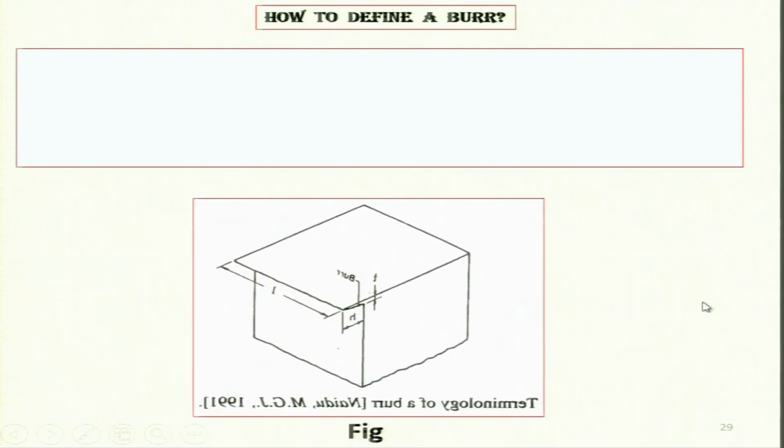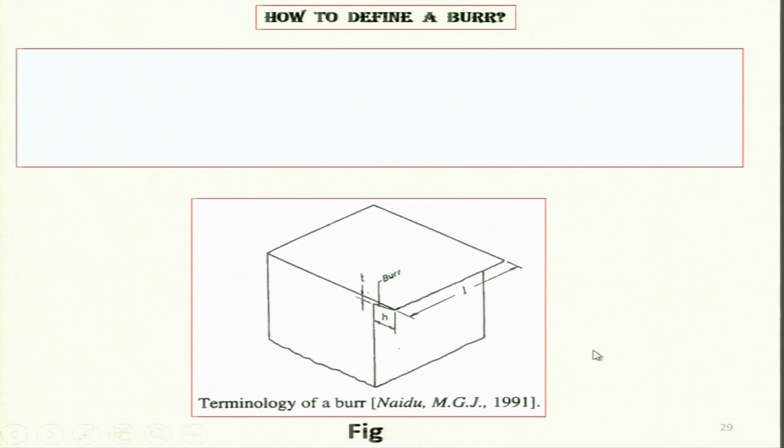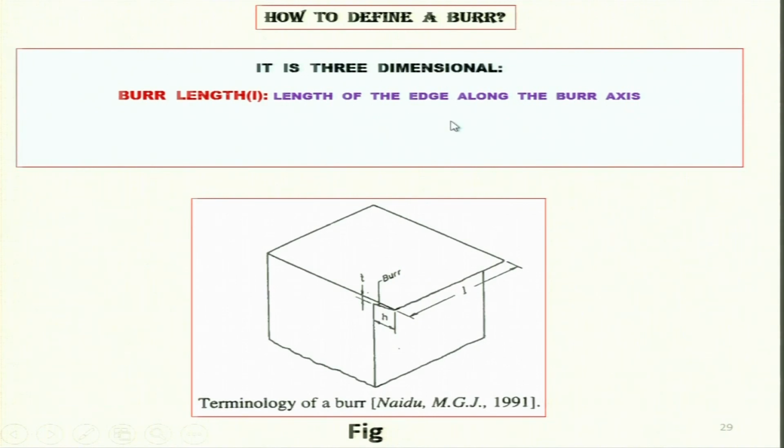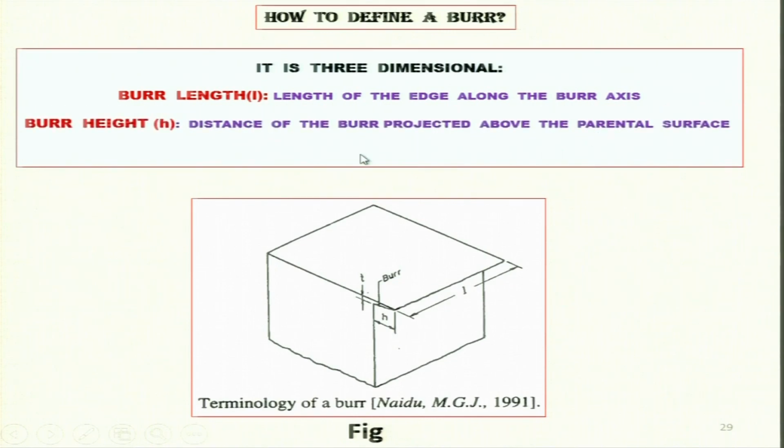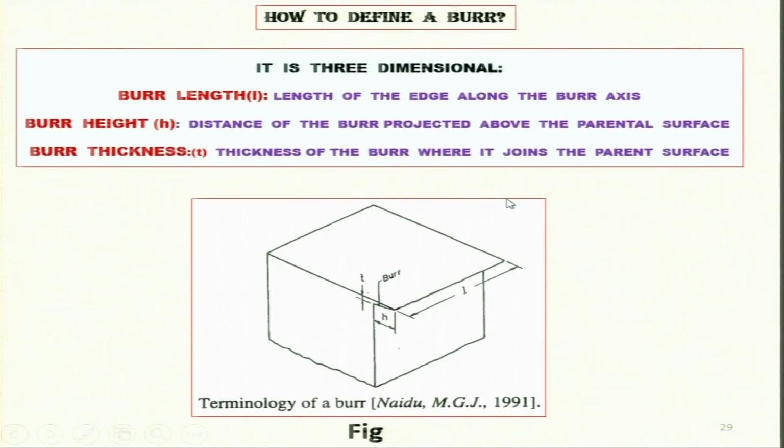How to define a burr? That is another problem. So some simple definitions have been given by Naidu, but there may be many other definitions in the literature. It is three-dimensional, as you can see here. Burr, this is having the length, this is having the height, and this is having the thickness. This is the burr over this particular surface. Burr length is there, length of the edge along the burr axis. Then you have the burr height, that is the height over here, and then burr depth, thickness of the burr, where it joins the parent material. This is the thickness, and it is the parent material over here, and it is joining the parent material over here. In this zone, it is joining the parent material, so you can clearly see it.